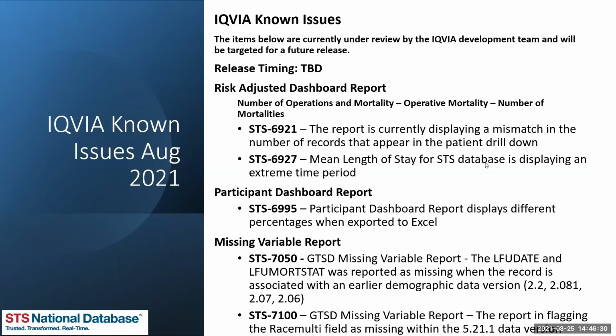And then STS 7100 for version 5.21.1 records, the MVR is incorrectly flagging the race multi-variable as missing even when it's been answered.